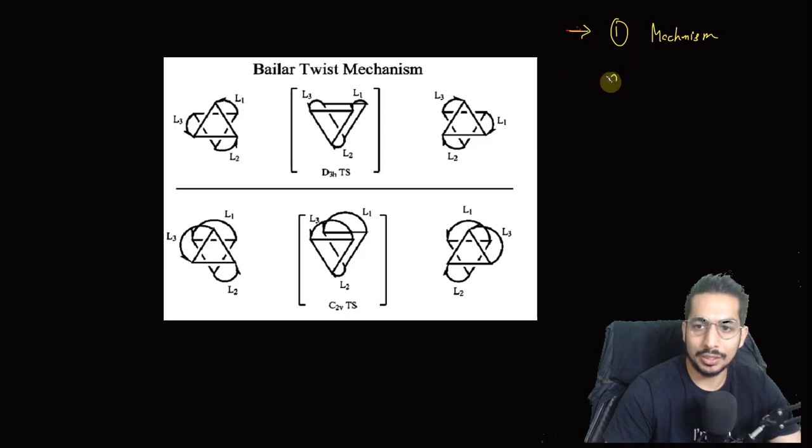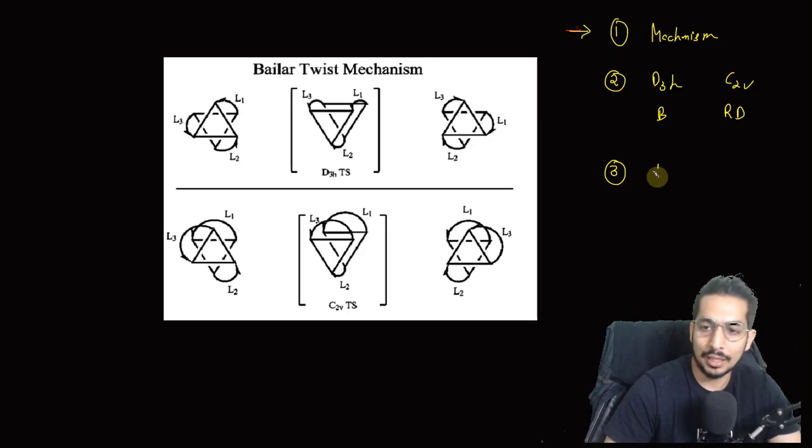So in Bailar twist, we have a D3H transition state. It undergoes through a D3H transition state, whereas, so I'll write B over here. And the Ray-Dutt twist, that I'll write RD, goes through a C2V transition state. Okay, so that is the key difference between both of them. Then the third point is that both of them have a trigonal prismatic intermediate.